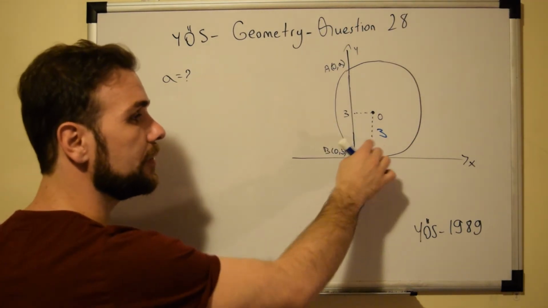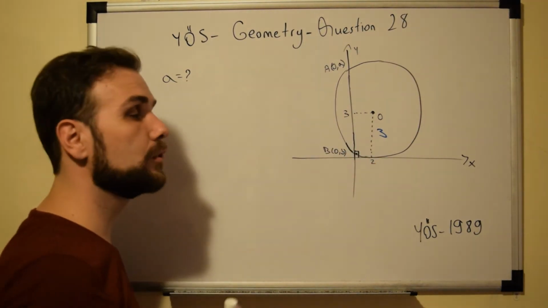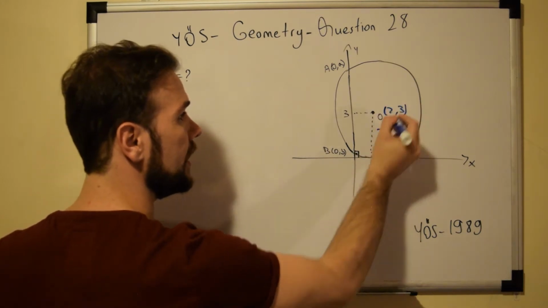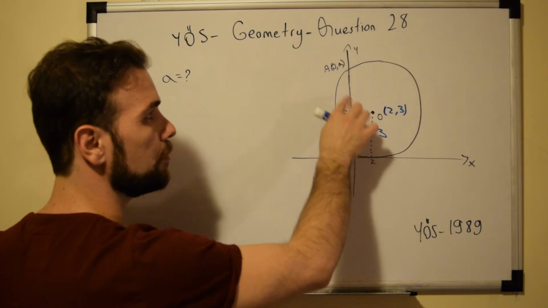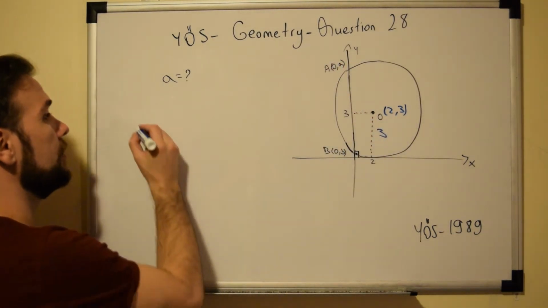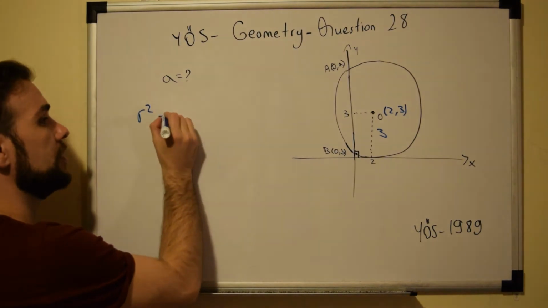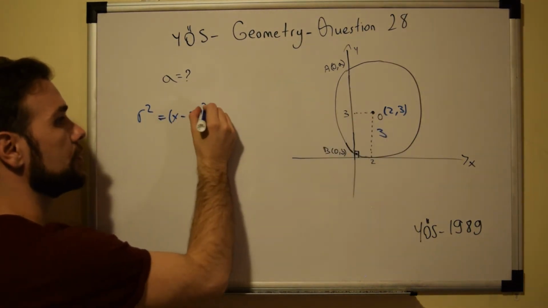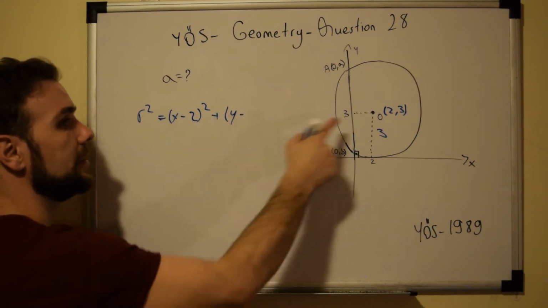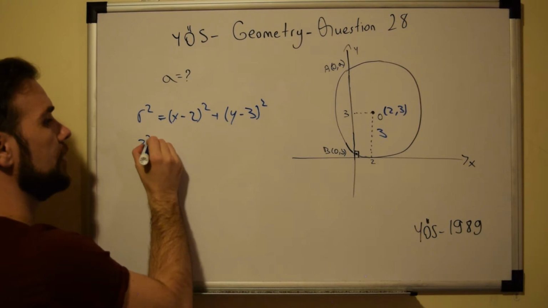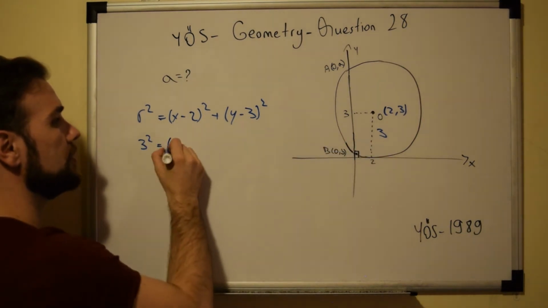Now, as we found the radius, it's very easy to find the coordinates of the center of the circle, which are 2 and 3. The point on the x-axis and the point on the y-axis, which are 2, 3. Now, what is the formula for radius? The formula is radius squared, which is equal to x minus 2 squared plus y minus 3 squared. Now we have 3 squared, because radius is 3, which is equal to x.